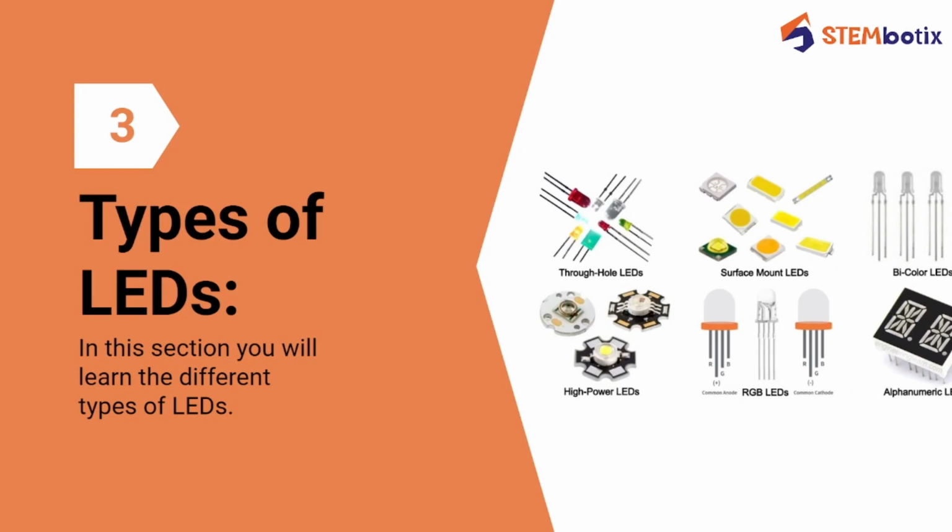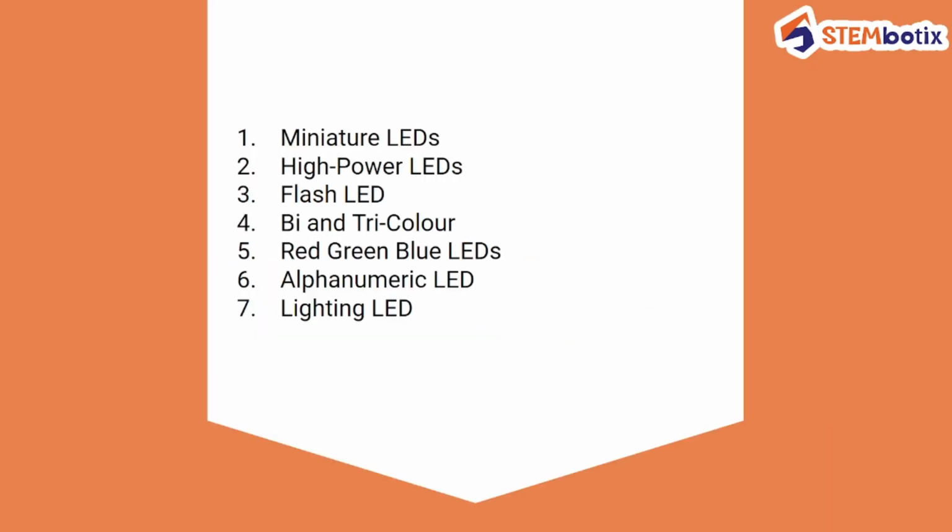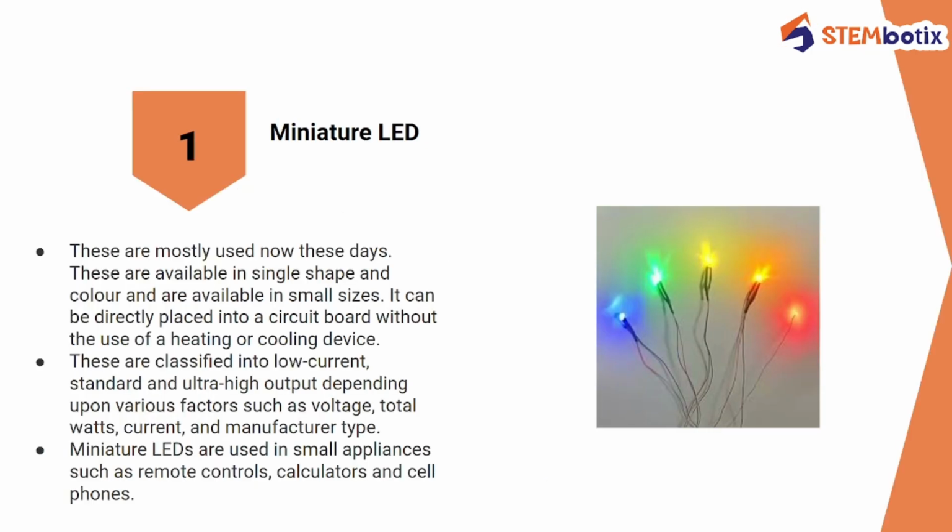Now here is the third part of our lecture, which is types of LED. So let's see the different types of LED available. These are the types of LEDs: miniature LEDs, high power LEDs, flash LEDs, bi and tricolor LEDs, RGB, which is red, green and blue LEDs, alphanumeric LEDs and lightning LEDs. So the first one is the miniature LEDs.